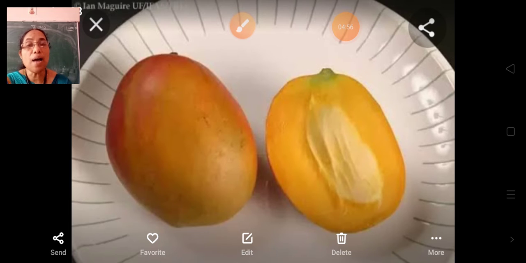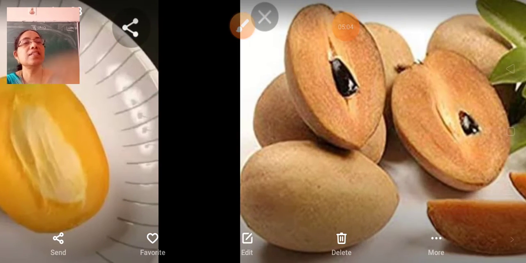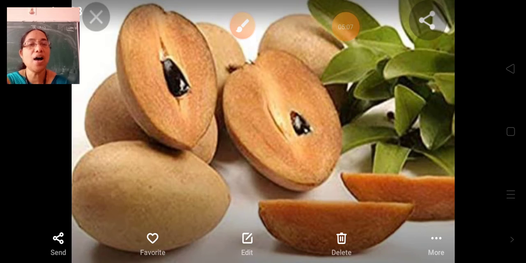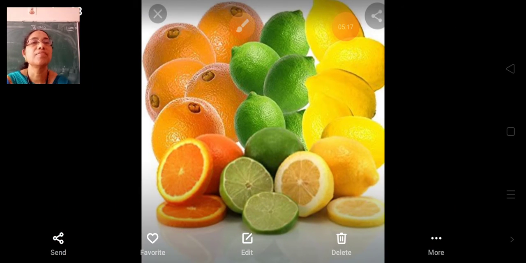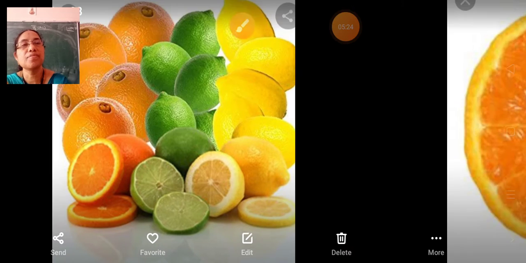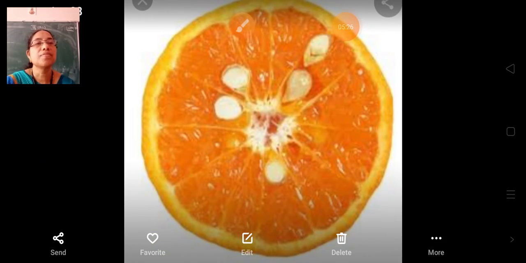See, some fruits have one seed, like mango, okay? And some fruits have a few seeds. See, these fruits have few seeds inside them. Okay, these fruits have very few seeds inside them.